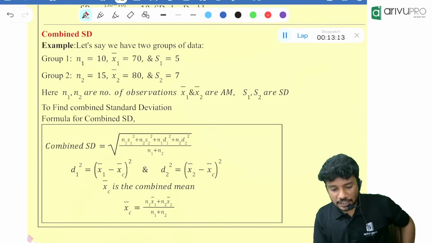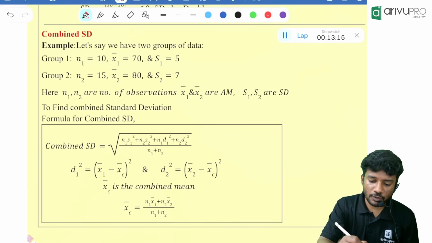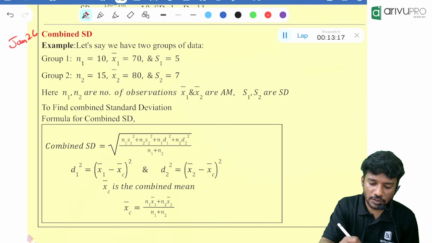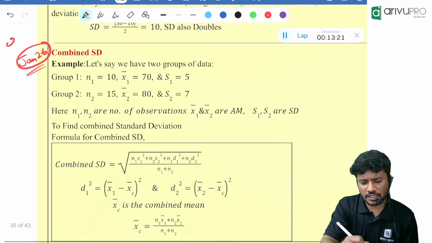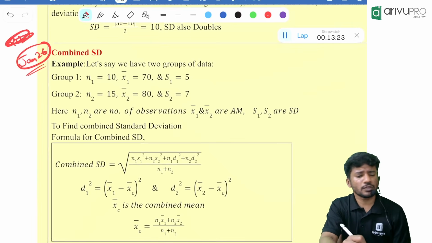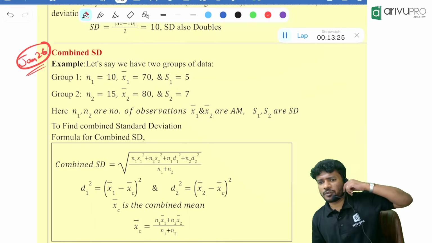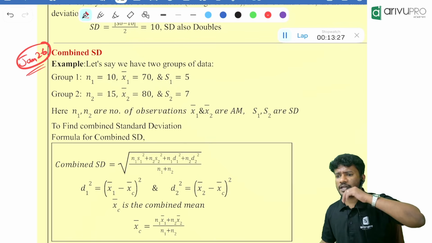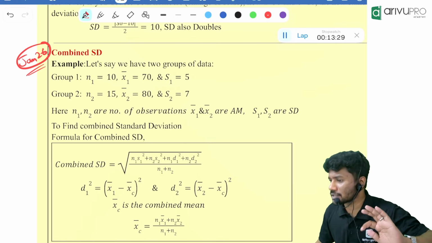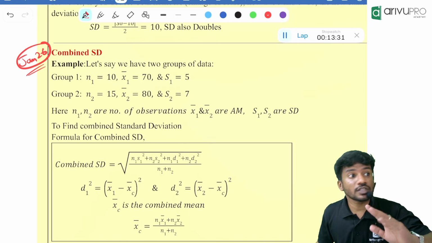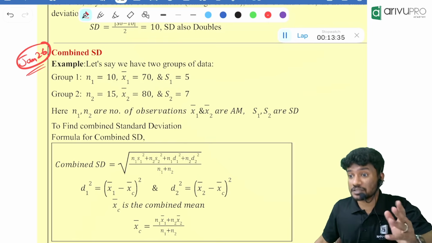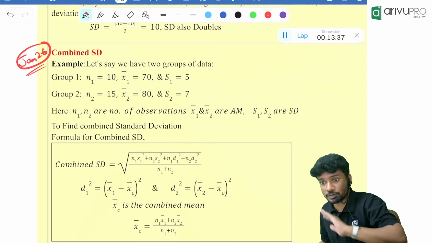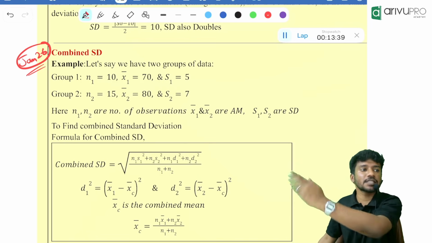Combined standard deviation. Based on this, there was a question in Jan 26. And there was also a previous year question, I think in 2023 or 2022, one more question was there. Before that also one more question was there. But recently in Jan 26, there was a question based on this. So there is a high chance that a rare question came on Jan 26 means they might repeat it again in the future. Maybe in May or September, there is a chance.